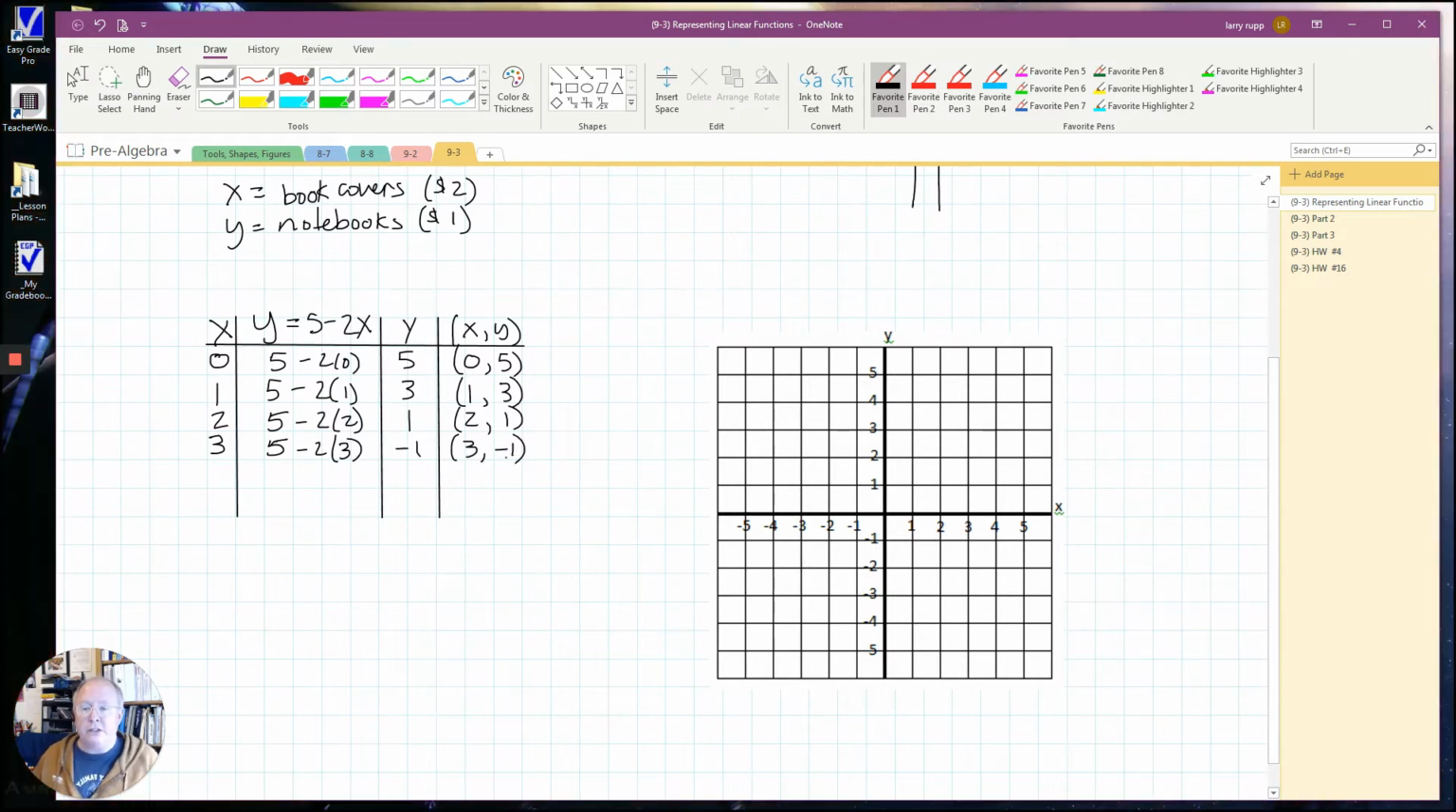So here is this function over here listed as a function table. These are the coordinate pairs.